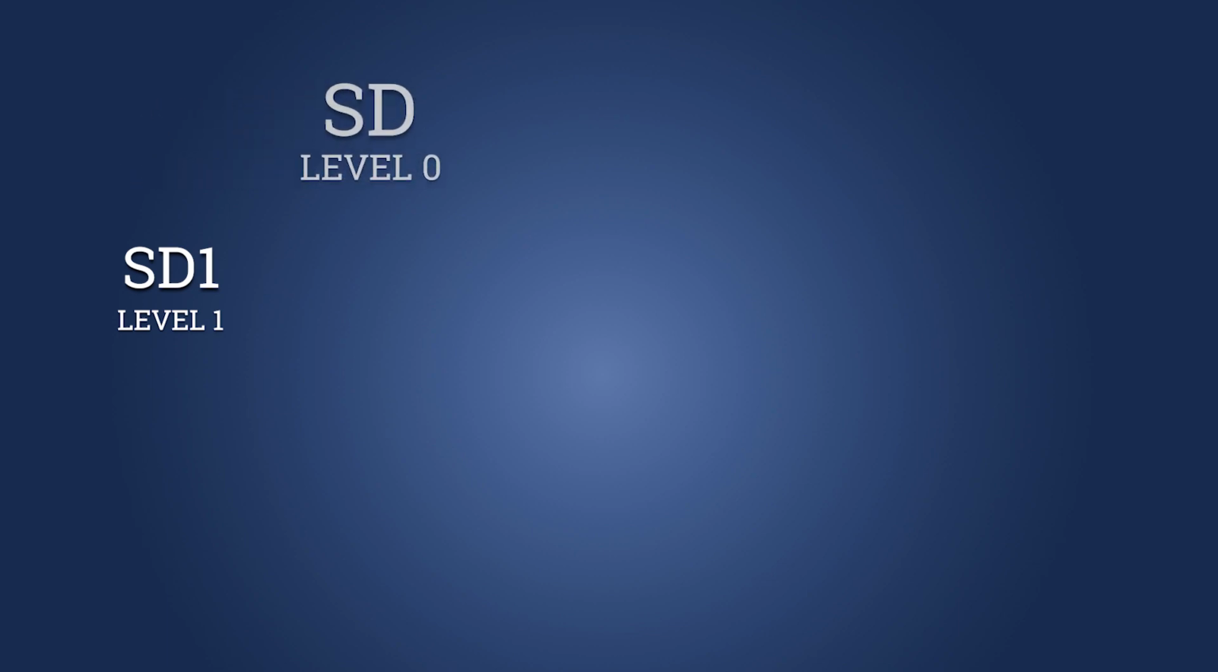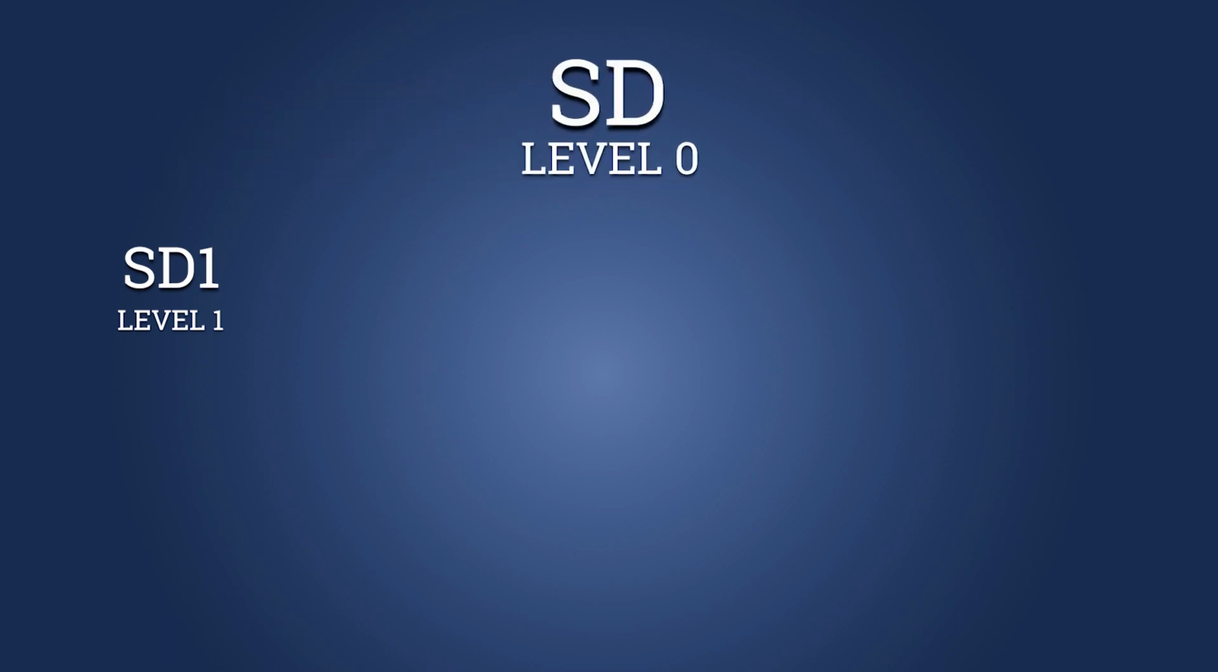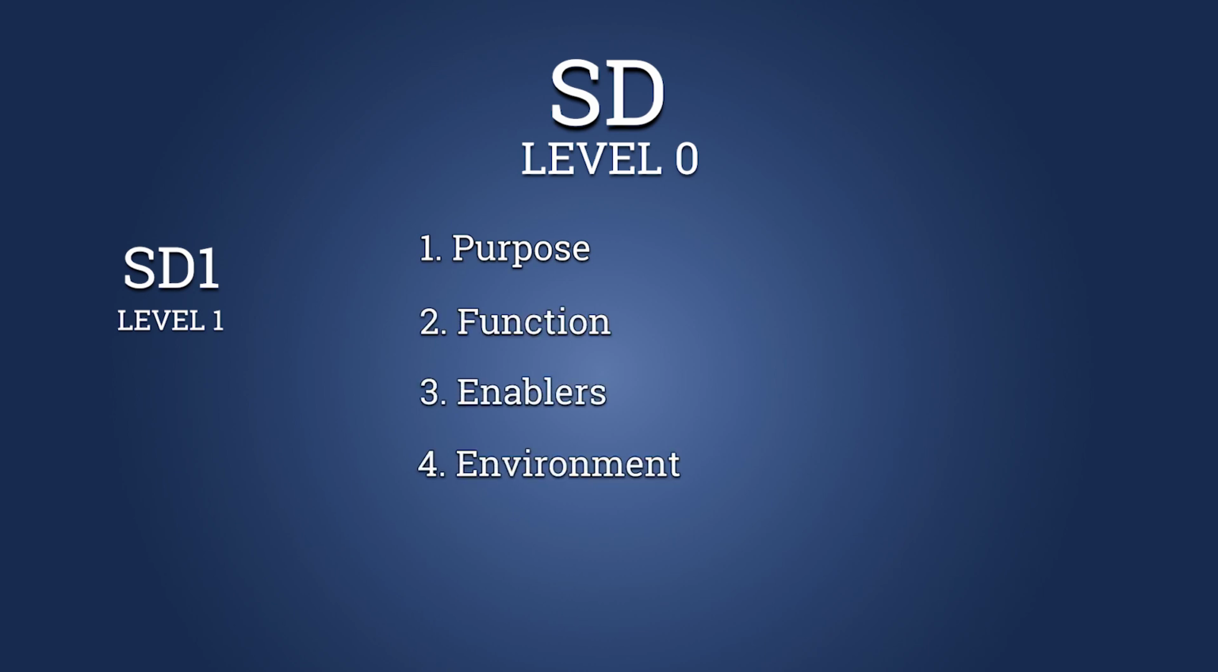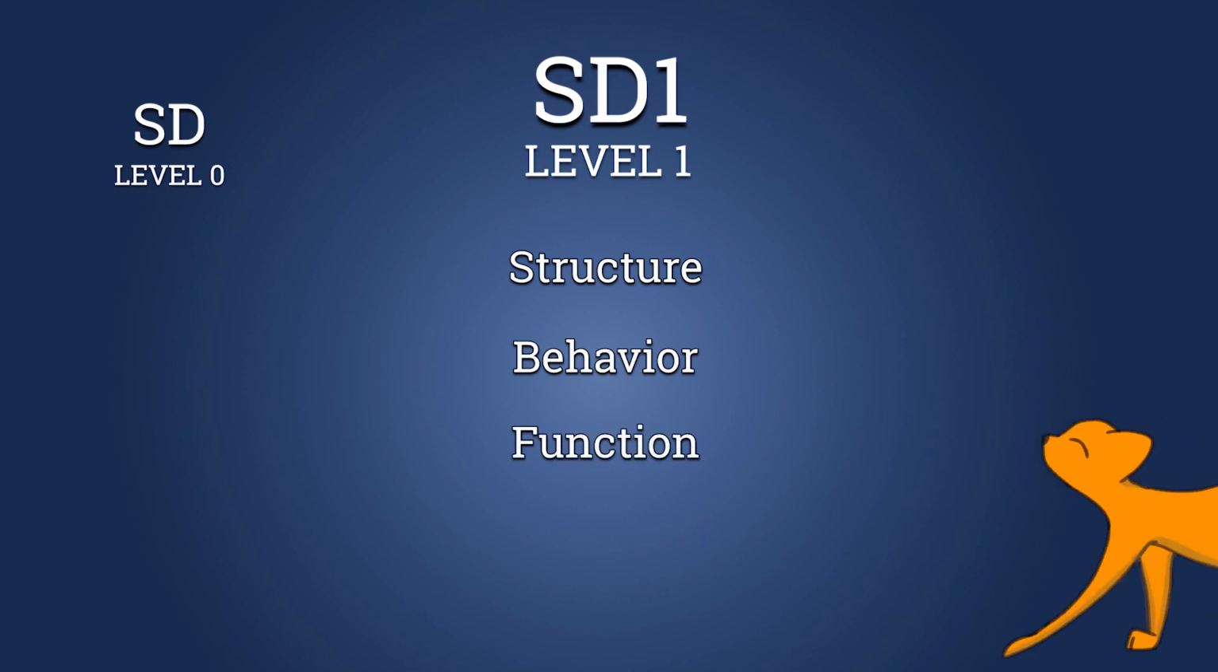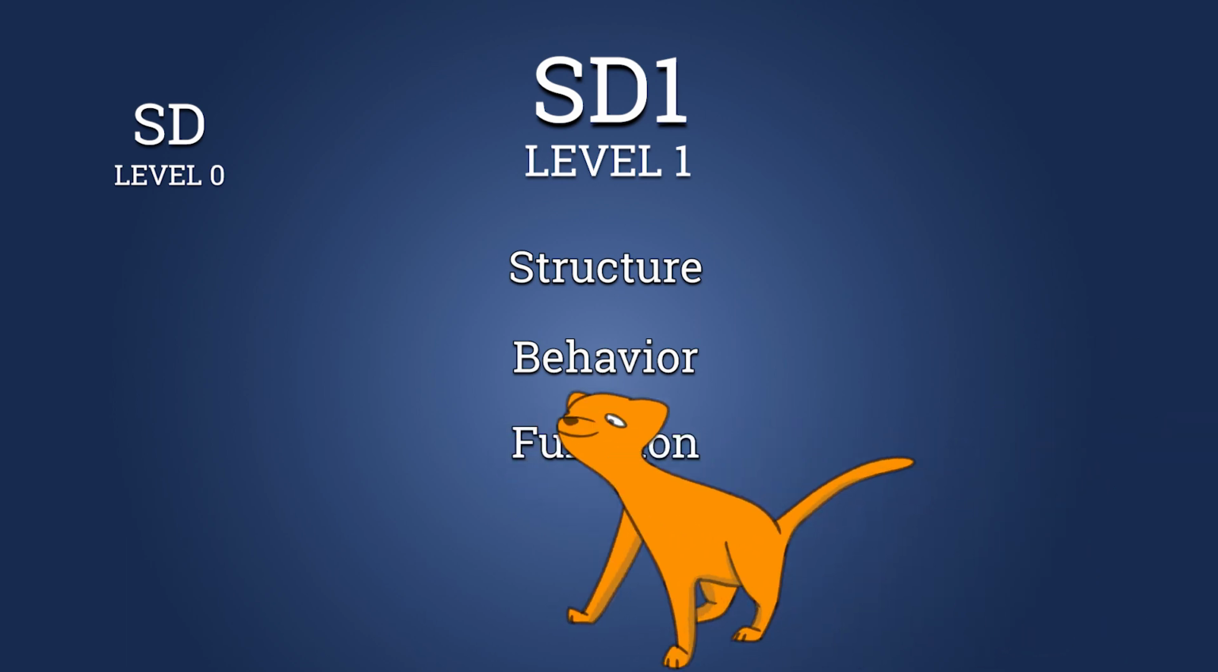Recall that SD answers the big questions about the system: its purpose, main function, enablers of the main process, the system's environment, and how the problem it solves occurs. In SD1, we start fleshing out the system by specifying details about its structure, behavior, and function. Here comes Hopcat, who is so helpful with definitions.